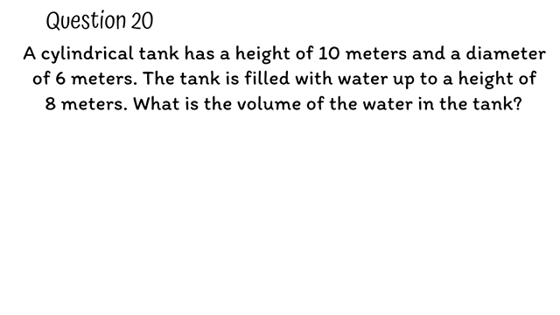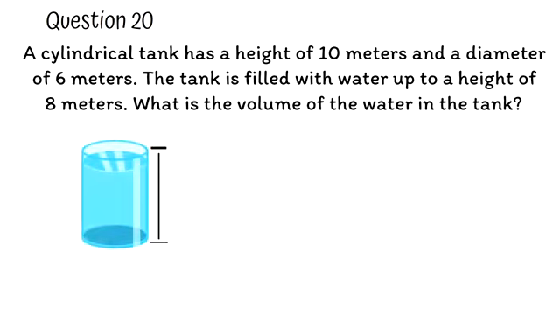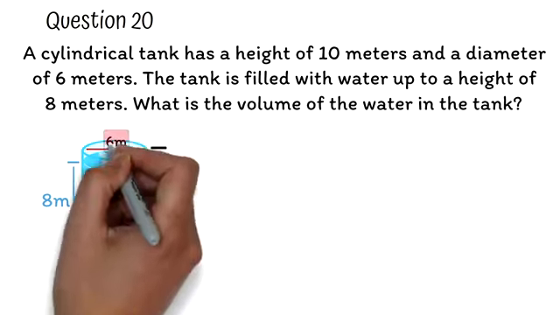Let's have a pictorial representation of the information given. Taking this as our cylinder. The height given is 10 meters and the diameter is 6 meters. The water is only filled to 8 meters of the height of the cylindrical tank. Note that liquids take the shape of the container in which they fill. So the diameter of the water will be the same as that of the cylindrical tank, which is 6 meters.